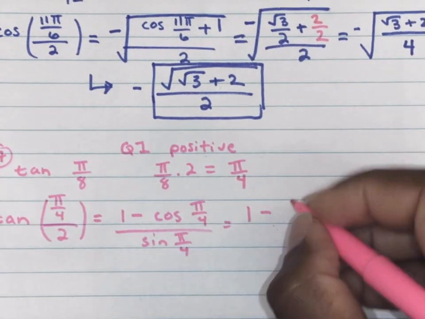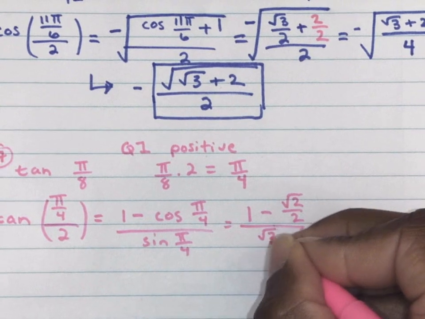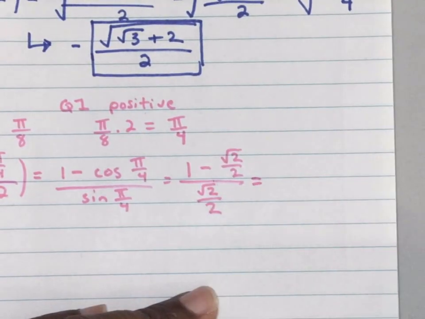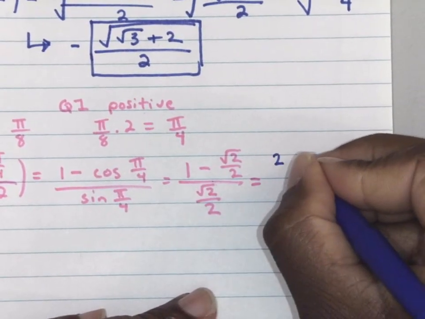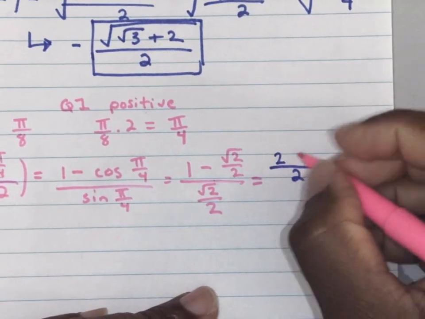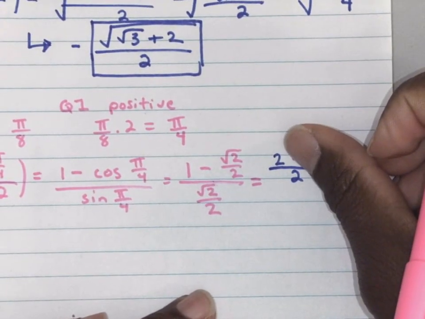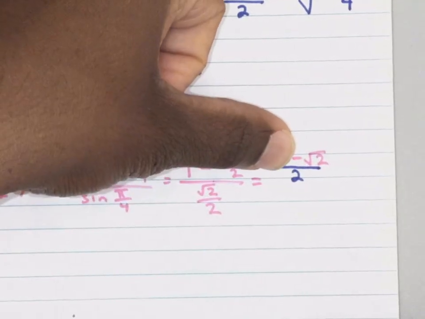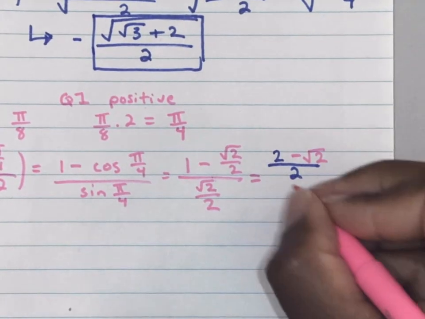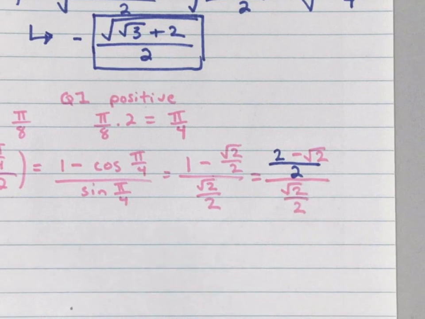1 minus cosine of 45 is 2 over 2 minus root 2 over 2. Sine of 45 is also root 2 over 2. Common denominator of 2. And I'll go ahead and put them together. So 2 minus root 2. So just to be clear, that's my 1. That's what I had, square root of 2 over 2. I put them together since they both had a common denominator of 2. This is divided by root 2 over 2.